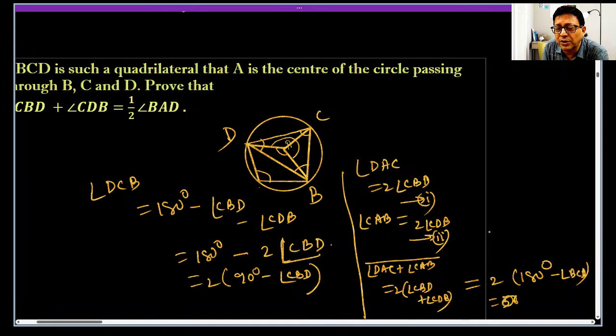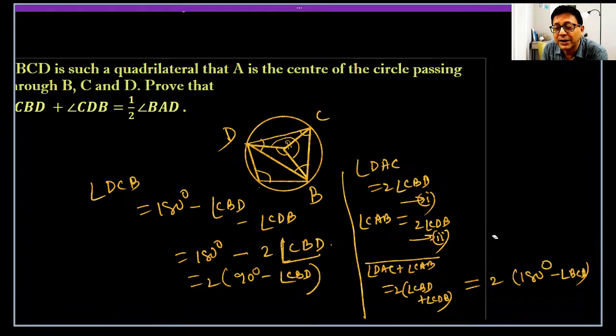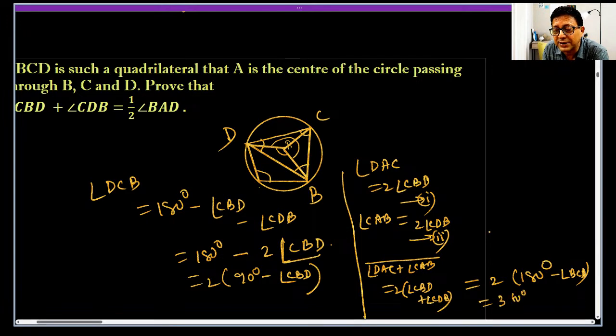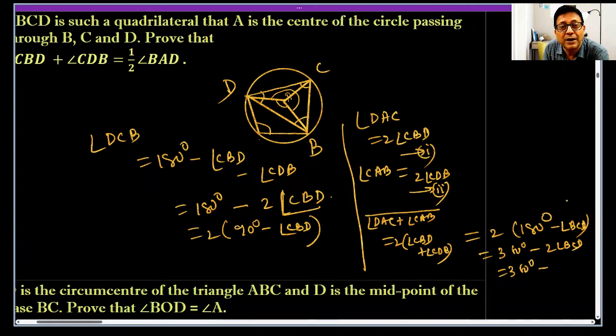So this is 360 degrees minus twice BCD. This part is BCD. We have to reach BAD. Twice BCD is angle BAD. Okay. So what have you got? You got DAC plus CAB, this angle you got. But we have to reach BAD. But you can see that in the triangle, this reflex angle and this one, their sum is 360. So from 360, if you subtract this BAD, then you are getting the required thing, isn't it?